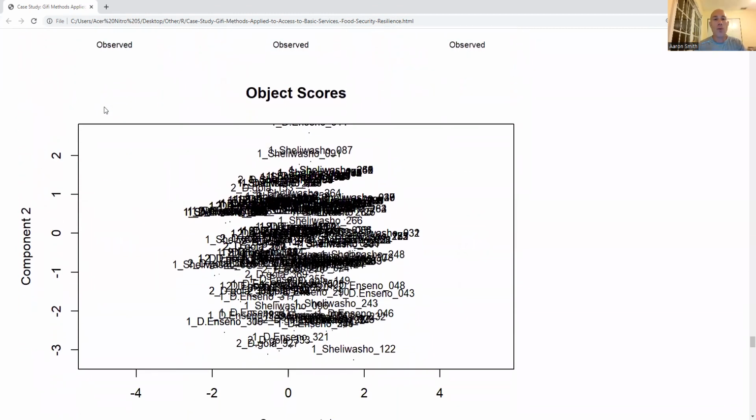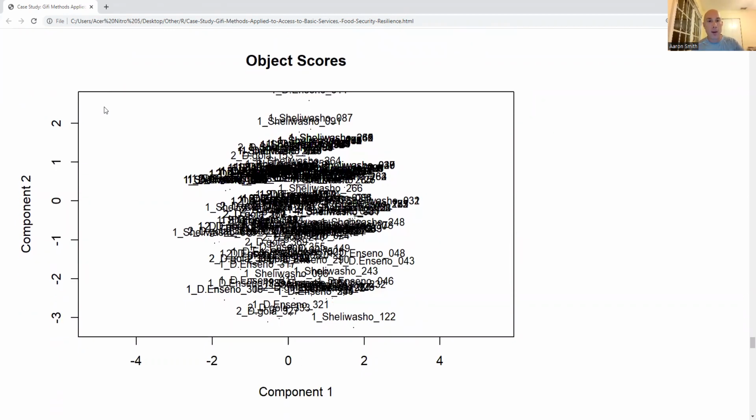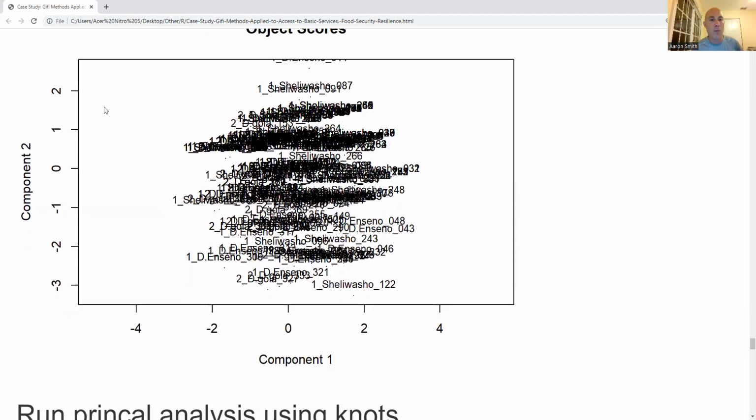And here are the object scores. So here it's plotting each individual row of data onto the plot, and everything's still on top of each other. I can't really plot anything.